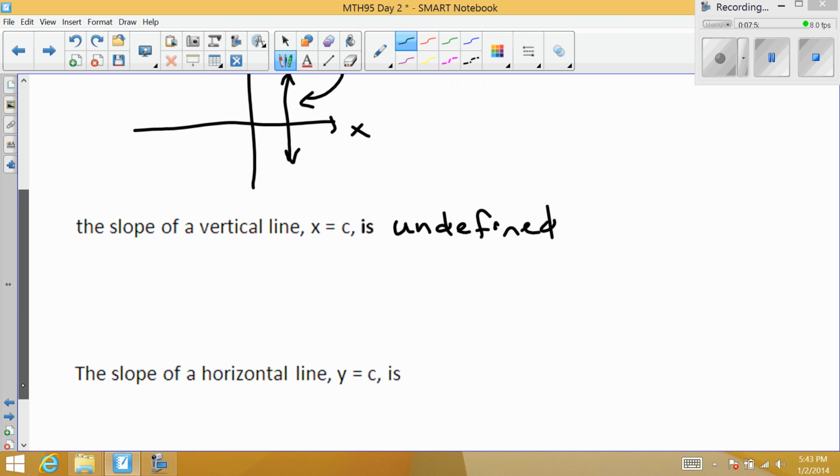Whereas for a horizontal line, y equals c, the slope is 0. A rise of 0 and a run of whatever. It doesn't increase, it doesn't decrease, and the graphs look like this.